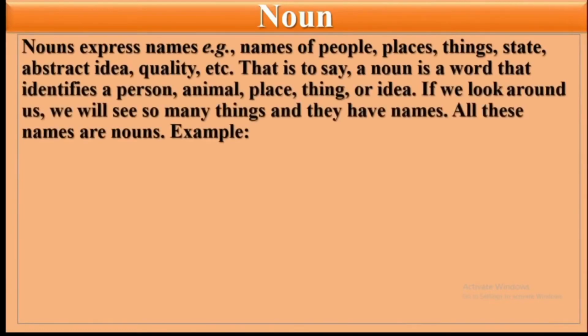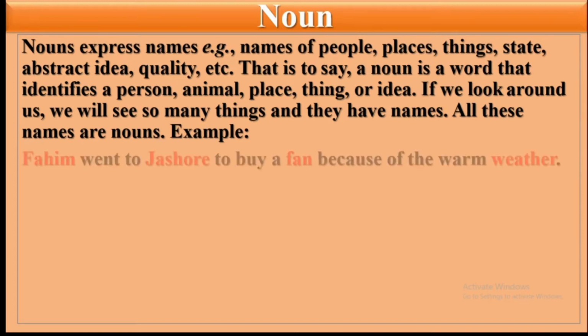Noun. What is a noun? Nouns express names. For example, names of people, places, things, states, abstract ideas, qualities, etc. That is to say, a noun is a word that identifies a person, animal, place, thing, or idea. If we look around us, we will see so many things, and all of them have some names. And all these names are nouns.